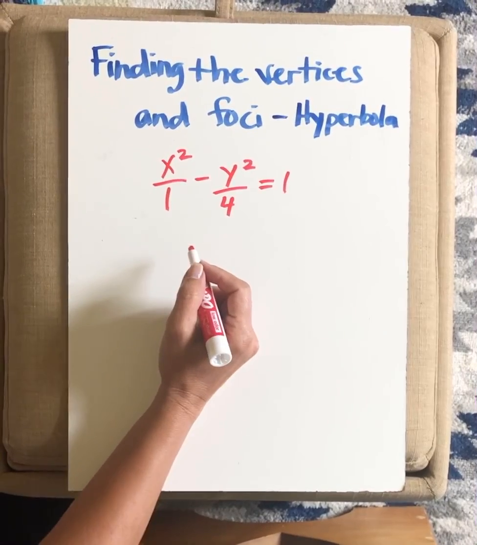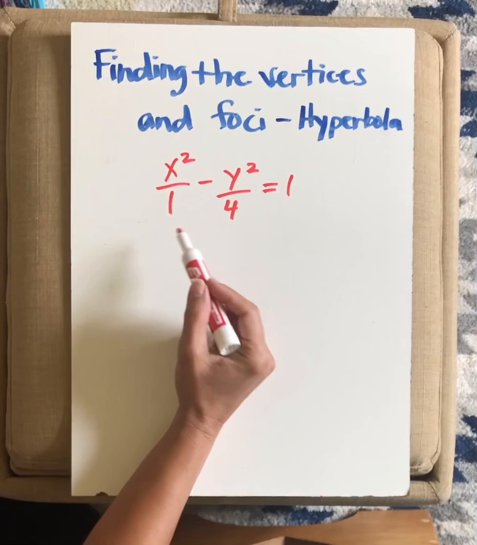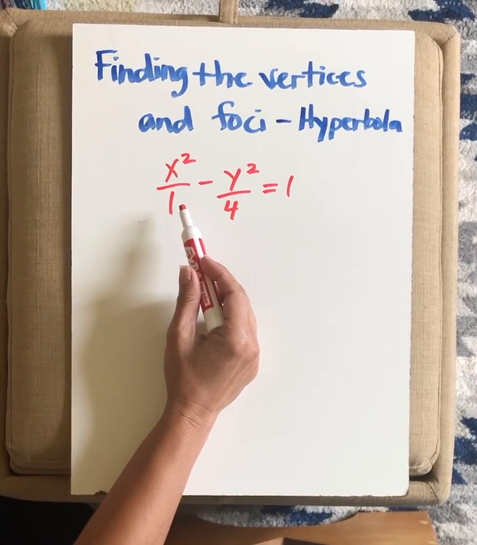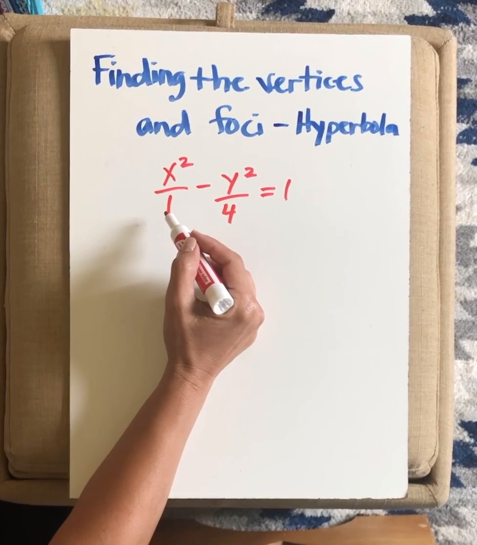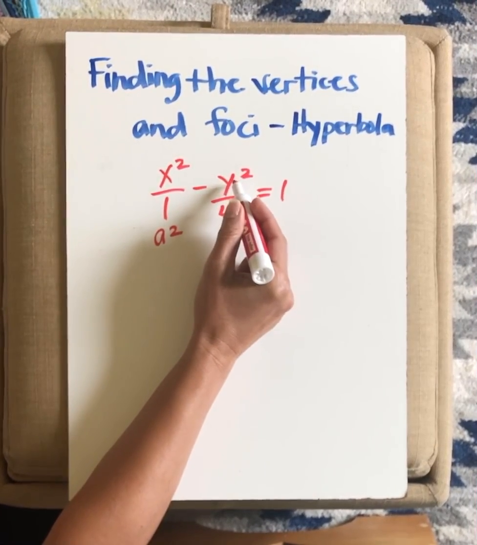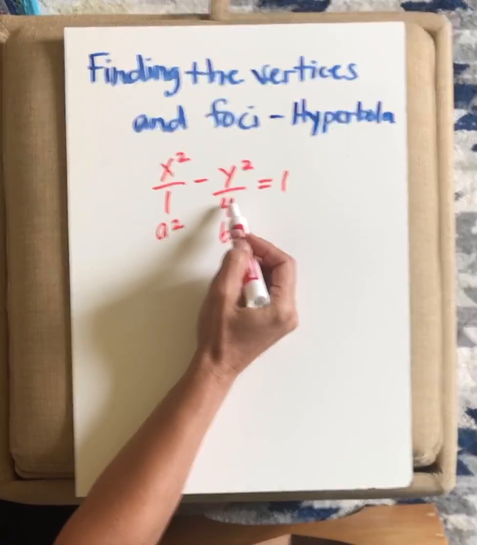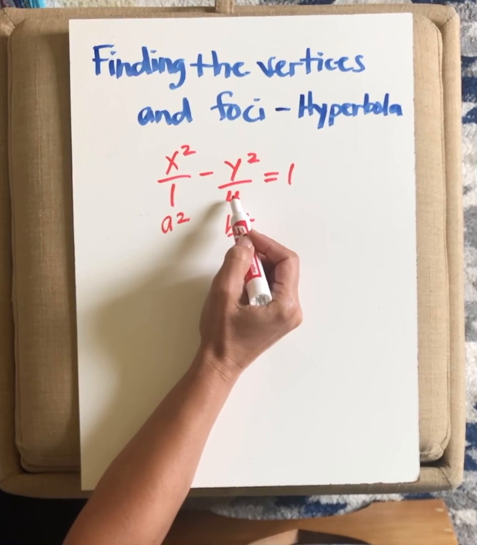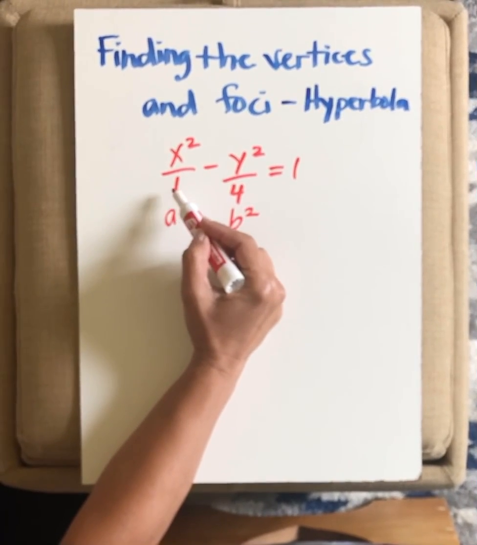For this video, we will be locating the vertices and the foci on a hyperbola. So remember that when it's in standard form, it's going to be x squared over a squared, minus y squared over b squared. So this is always a squared and this is always b squared. It's not the same as an ellipse where a squared is bigger, so it's always, the first one is a squared.